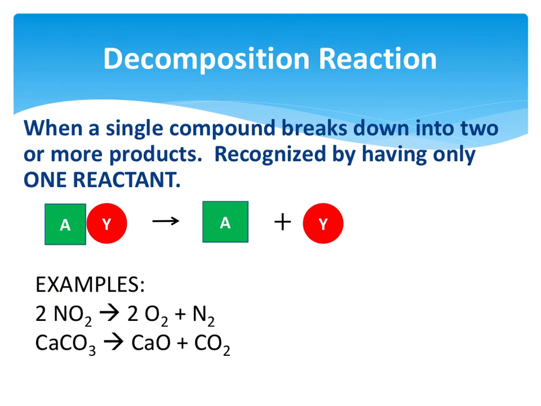So here we go. We have nitrous oxide, or nitrogen trioxide, gives me oxygen and nitrogen. Calcium carbonate gives me calcium oxide and CO2, right? One compound, two different compounds. So that's how you would recognize that. So the key thing here is one reactant, right? It has to have only one reactant. If you have more than one reactant, it's not a decomposition reaction.